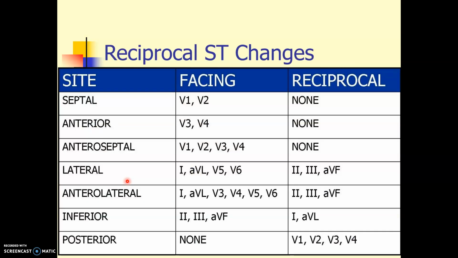The other thing you have to remember is that while the ECG lead facing the infarcted area will show ST segment elevation, any opposite leads will show ST segment depression, and these are called reciprocal changes. Again, this table outlines for any given infarct which leads show primary changes and which leads will show reciprocal changes.